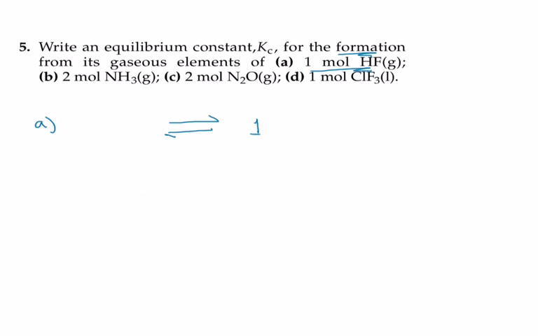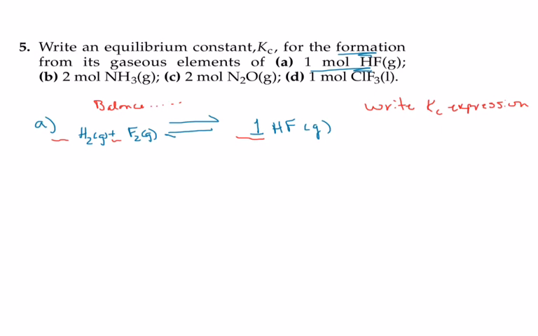The last one looks like this, which kind of reminds me of the standard molar enthalpy of formation. In A, for instance, you're supposed to form 1 mole of HF, and it's going to come from the elements in their standard state. So it's going to come from H2 and F2. But don't forget to balance it, and then write your equilibrium constant expressions.